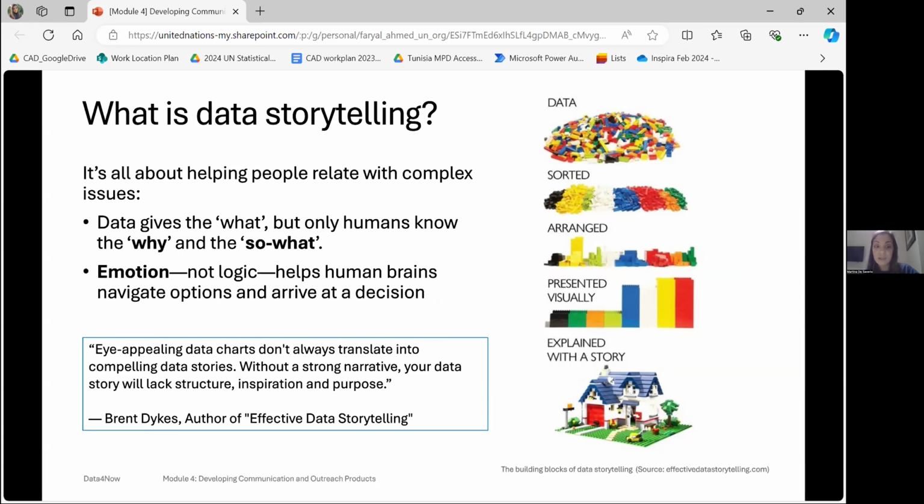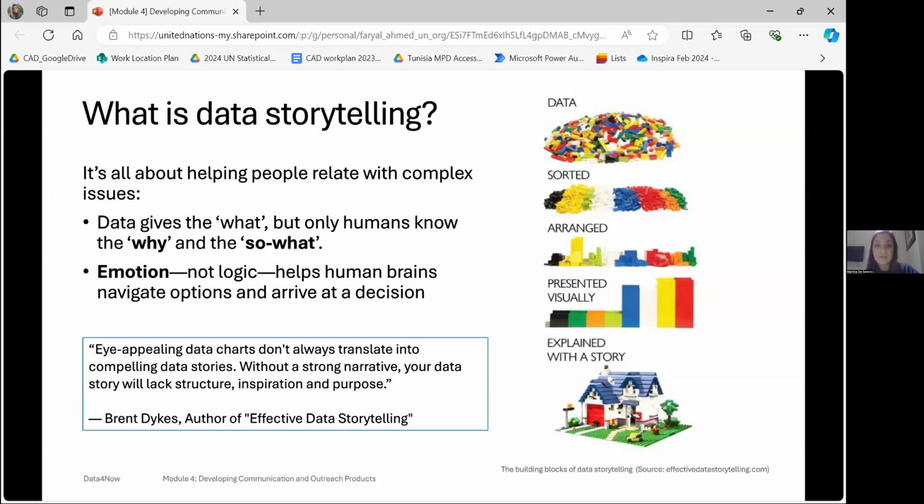But when we are talking about stories, why do we need to tell stories? Because neuroscientists found out that our brain is not a logic processor, but it's a story processor. So emotion and not logic helps human brains to navigate the options and arrive at a decision.